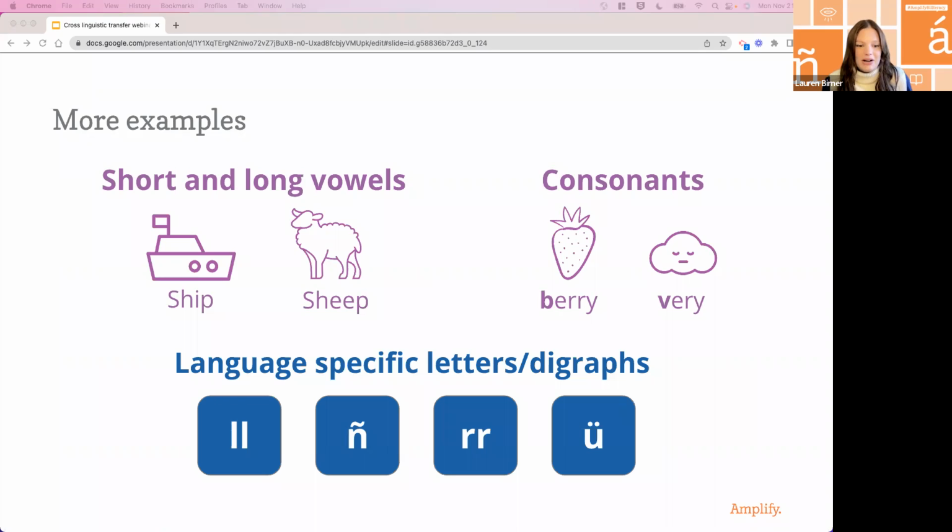So you can see here, again, that whether a student is Spanish speaking, learning English, or vice versa, there are some common approximations that we as educators can learn to recognize. And we're going to learn more about how in just a moment.